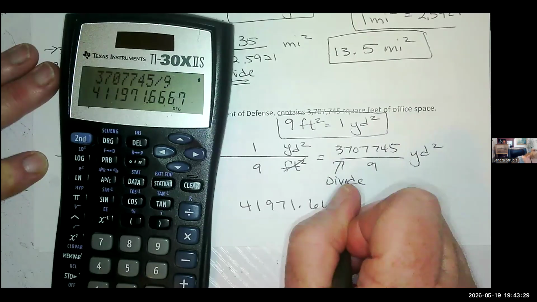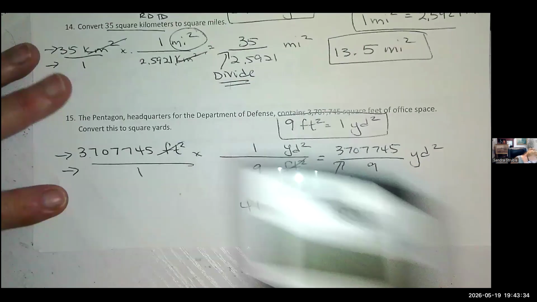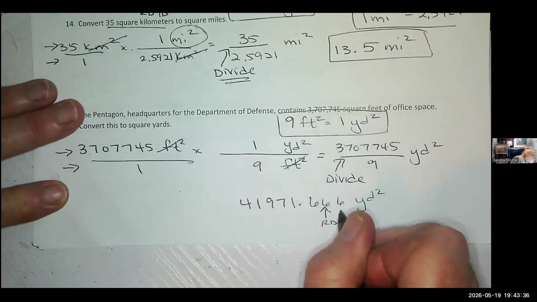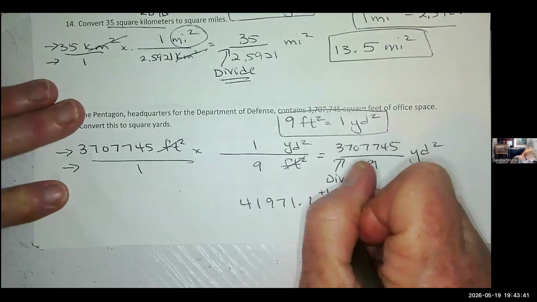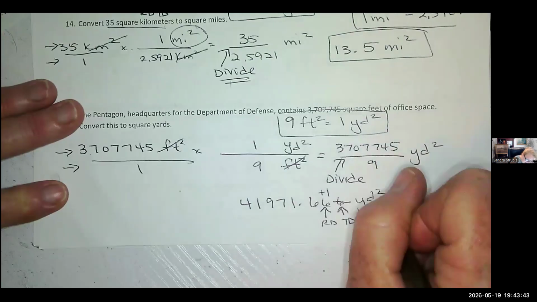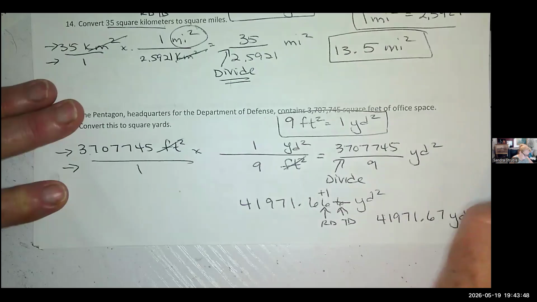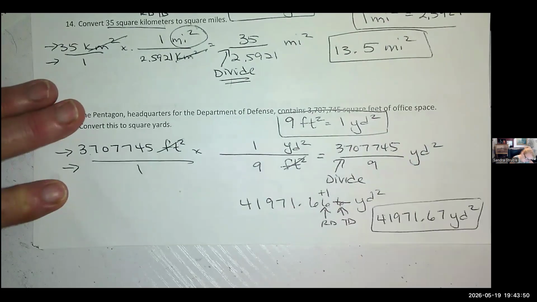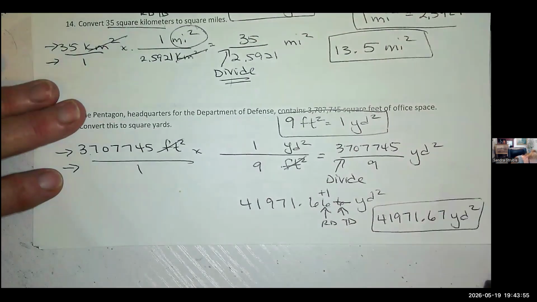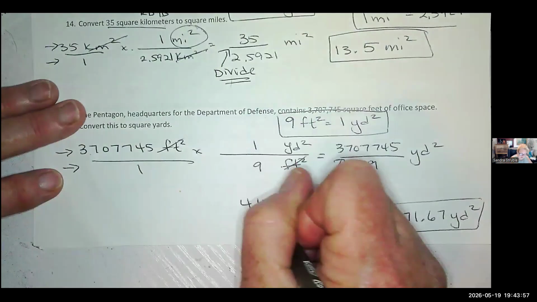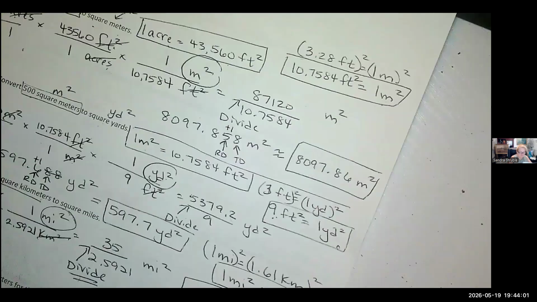Let's round this to the hundredths place. There's my rounding digit. This 6 is my test digit. It is greater than 5, so I'm going to add 1 to my rounding digit. These go away. So my answer is 41971.67 yards squared. I'm missing something. 411. Sorry, I knew something was off there. There we go. All right. Next page.